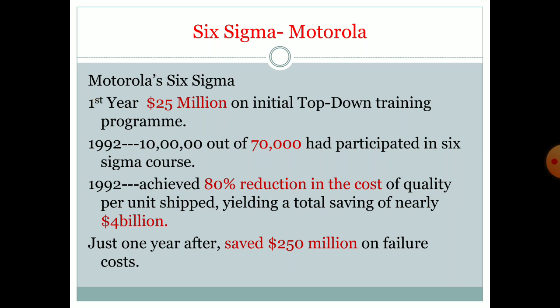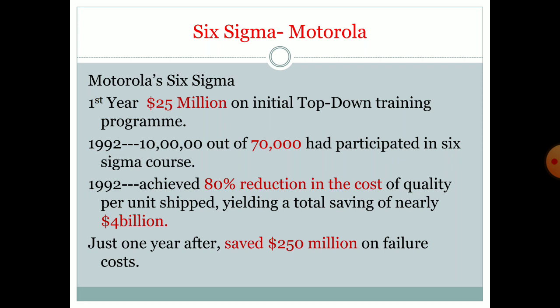Here a fact is shown about the Motorola company, which is a pioneer of Six Sigma. In the first year, Motorola invested $25 million, a very huge amount, only for training from top management to down management, from the CEO of the company to the operator at the bottom level. Training is needed, because if the operator or the top management is not aware of Six Sigma, then it is very difficult to go for this process. So training is a very important part, and for that Motorola invested $25 million.